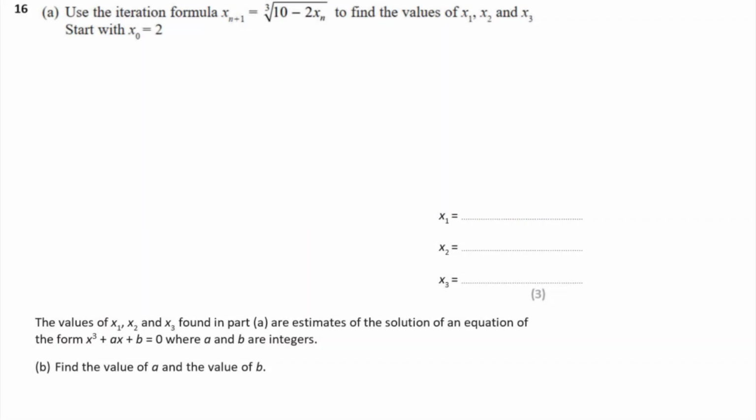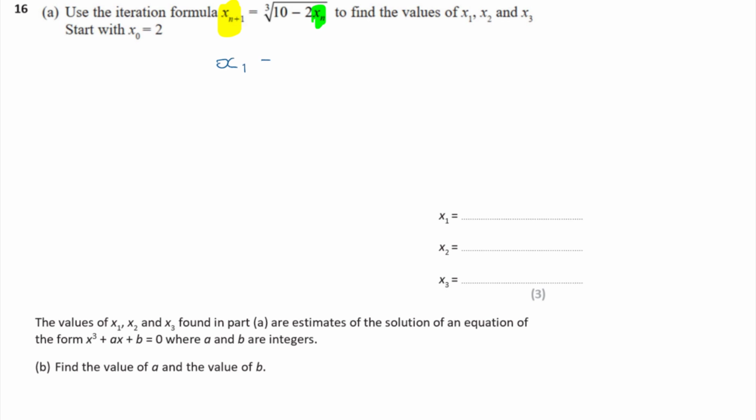Okay. Question 16a. Use the iteration formula xn plus 1 equals the cube root of 10 minus 2 lots of xn to find the values of x1, x2, and x3. Start with x0 equals 2. Okay, so an iteration formula gives you the next term in the sequence if you know the previous one. So this is the symbol for the next term, and this is the symbol for the previous term, isn't it? Now we know our first term is 2, so that's going to be our initial term for xn. Okay, and we can use x0 to generate x1 using this formula.